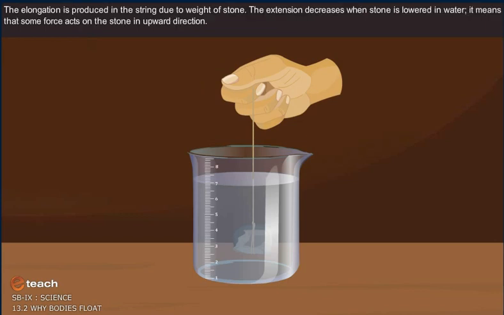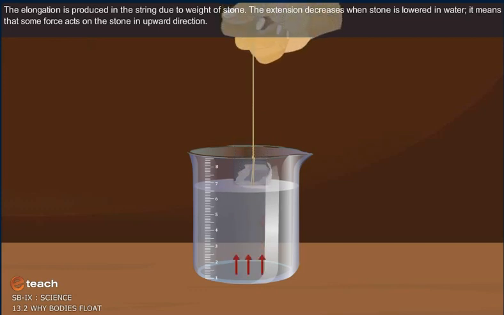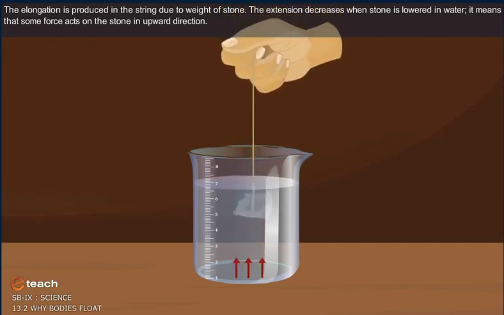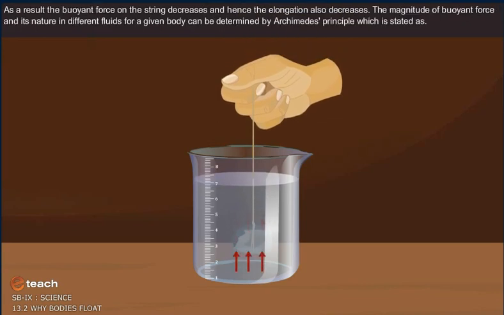The elongation is produced in the string due to the weight of the stone. The extension decreases when the stone is lowered in water. It means that some force acts on the stone in the upward direction. As a result, the force on the string decreases and hence the elongation also decreases.